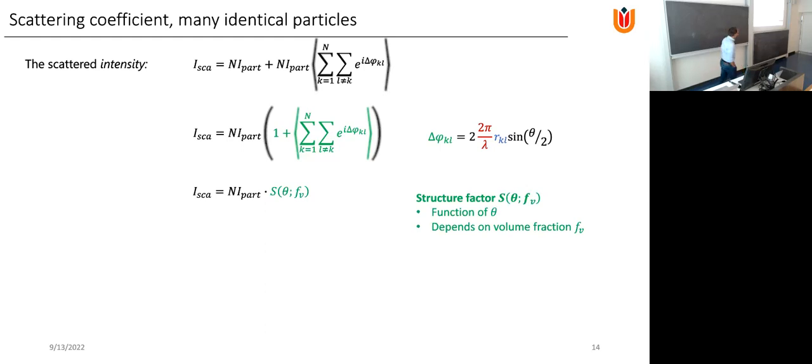This thing between the brackets in green here has a name. It's called a structure factor. The symbol is also S. We have a lot of symbols S in this field. Apparently, it is a function of theta, of course, due to the fact that these phase differences are in there, and the phase differences are also dependent on theta. So it's a function of theta, and it depends on the volume fraction of the particles. So it depends on the amount of particles that are in there.